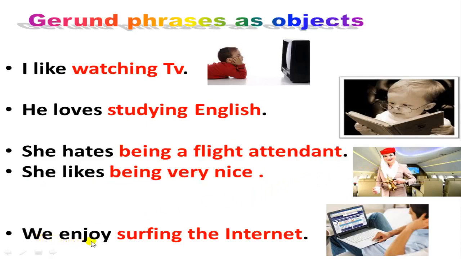We enjoy surfing the internet. We enjoy browsing websites. So here, gerund phrases as objects, we have verb plus ing: watching television, studying English, being a flight attendant (being plus job), being very nice (being plus adjective), surfing the internet (verb plus ing and a noun). It's an object because we have subject, verb, object.